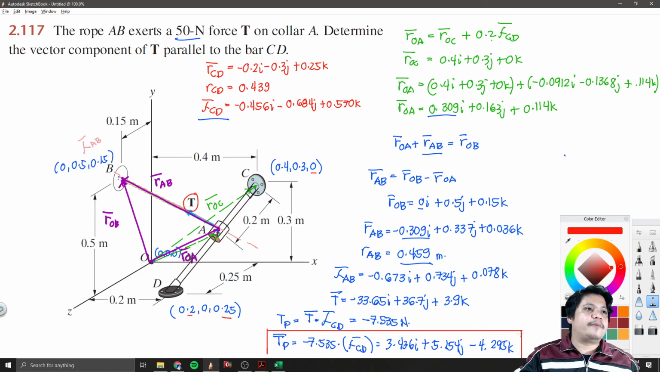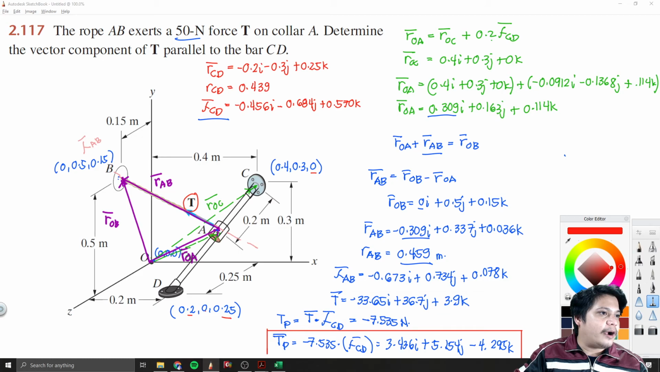Okay, the perpendicular force parallel to our plane. So that's 3.43 of I plus 5.154 of J, and then minus 4.29 of K in Newton. Okay, so that is the second.